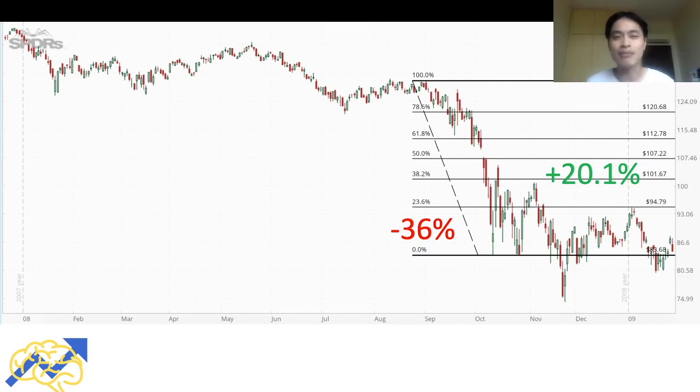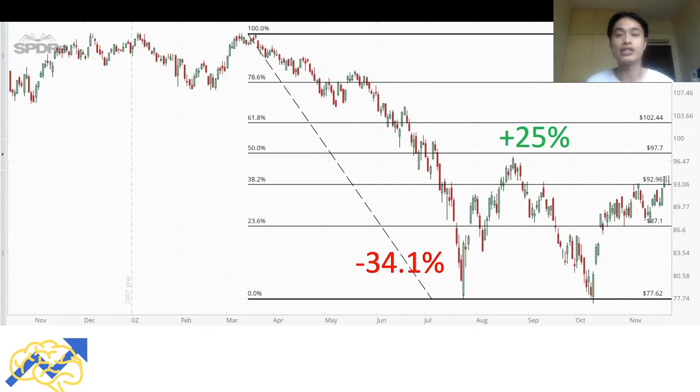So do you notice something? Let's go back to the first recession and bear market that I analyzed in the previous slide. So it was the dot-com bubble crash, right? So can you see that in the crash phase, prices fell by 34.1%. And immediately after that, how much did prices rise by? It rose by 25%.